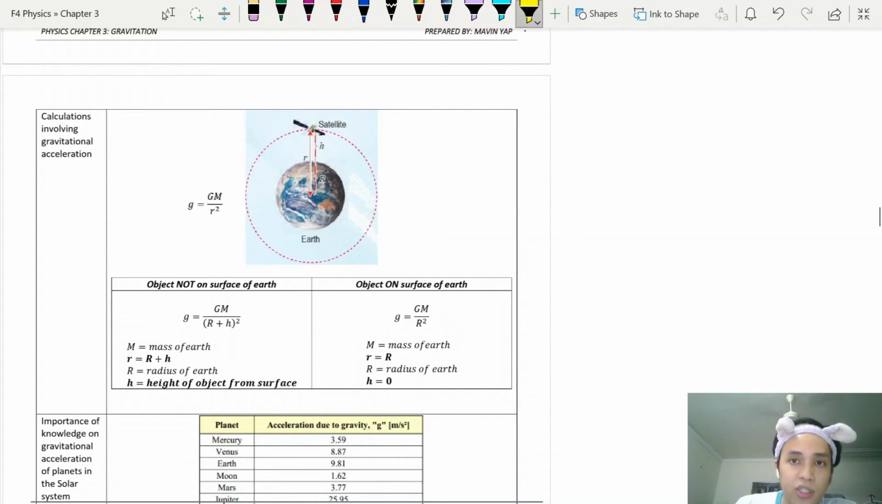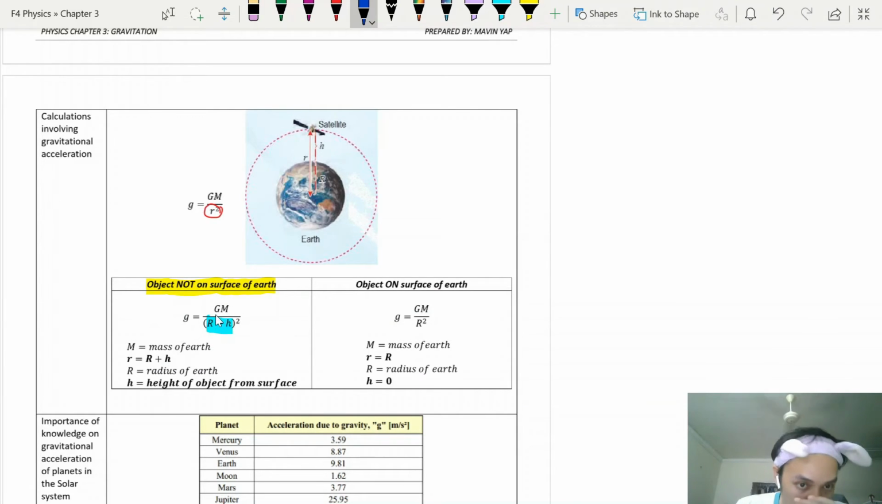That is why I make it like this. When the object is not on the surface of the Earth, your r squared here, you are going to change it into this one, (r plus h) squared. Because you need to take the radius of the Earth, meaning this part, added with the height of the object from the surface of the Earth. So this is your total r when the object is not on the surface. The equation will be like this.